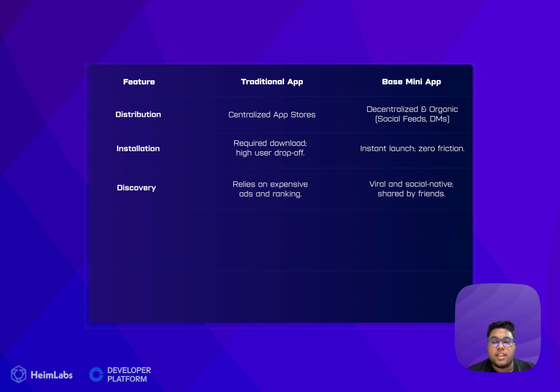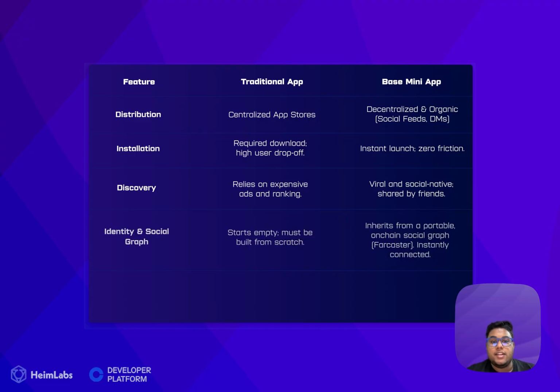Next, we have discovery, where traditional apps rely on expensive ads and ranking, whereas Base mini apps are viral and social native, shared by friends directly inside the social feeds. When it comes to identity and social graphs, traditional apps start empty and must be built from scratch, where you enter your email IDs, your personal information, etc. Whereas Base mini apps inherit from a portable on-chain social graph, which is Farcaster or the Base app, and it is instantly connected.